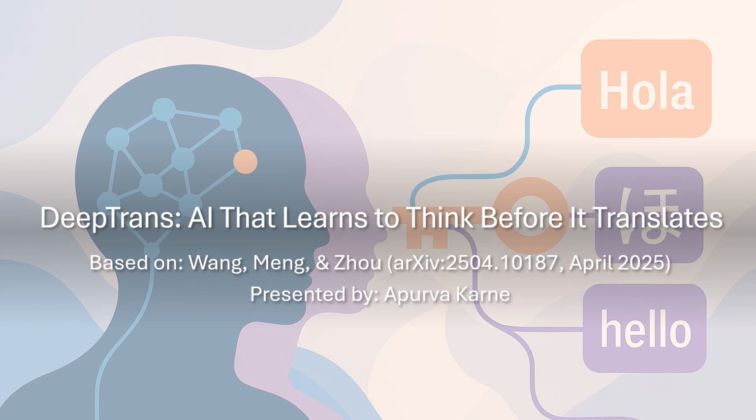which introduces a model called DeepTrans. This work is done by a few authors who I've mentioned below, and it explores how we can teach AI to not just translate words, but also truly understand and convey the meaning by learning to think before it translates. We'll delve into how DeepTrans uses cutting-edge techniques like reinforcement learning to tackle the complex art of free translation.